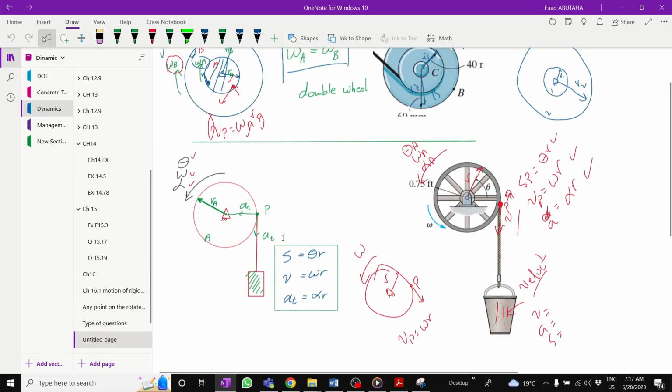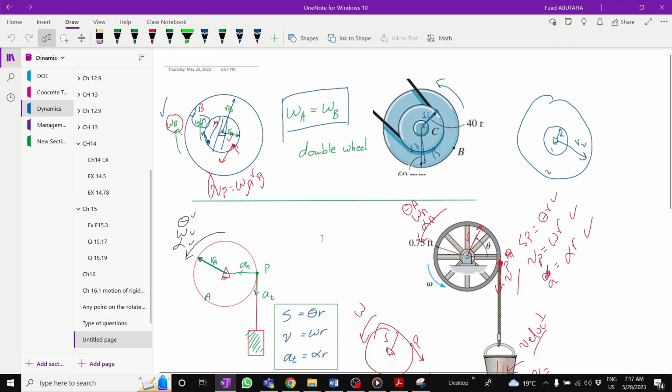The third type of questions here is if you have two disks that are actually connected at the same time. For example, there is a big disk here, and in the middle we have another disk, and they are connected with one fixed point, and both of them are rotating together. So if this is disk 1, this is R1, and this will be R2. What is the relationship between these two?